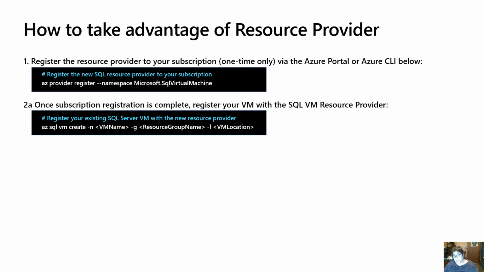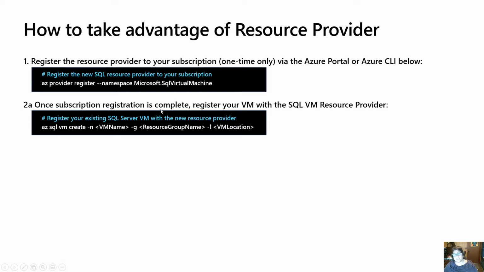So you can do that by using a simple PowerShell script. The first thing you need to do is register the subscription itself with the resource provider. This is one time only. No matter how many VMs you have, you only need to register the subscription once. So this first command registers the subscription with the SQL resource provider. And then once that's complete, then you can register your VM.